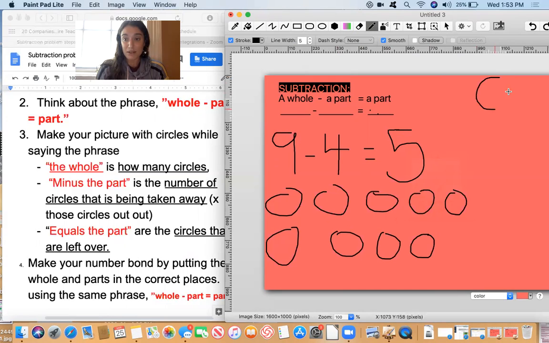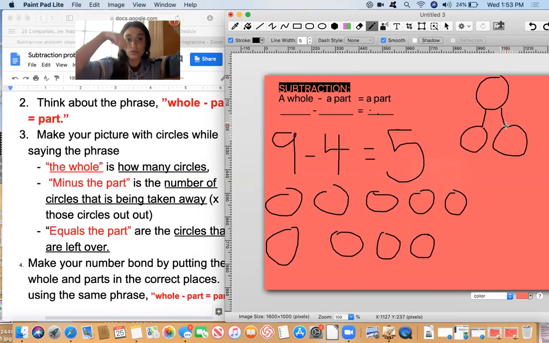So I'm going to make my number bond up here just so that we can do everything at the same time. We know that the whole minus the part equals a part. So we know that there are 9, or 1, 2, 3, 4, 5, 6, 7, 8, 9. That means that goes in our whole. I'm going to put 9 right here.